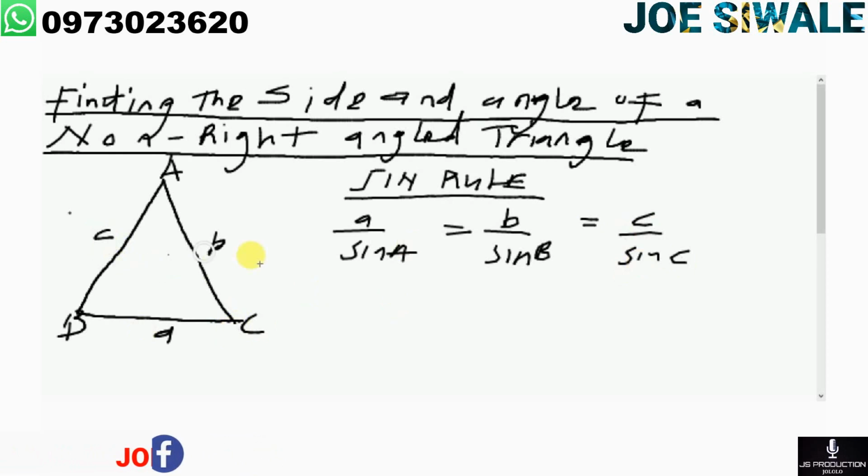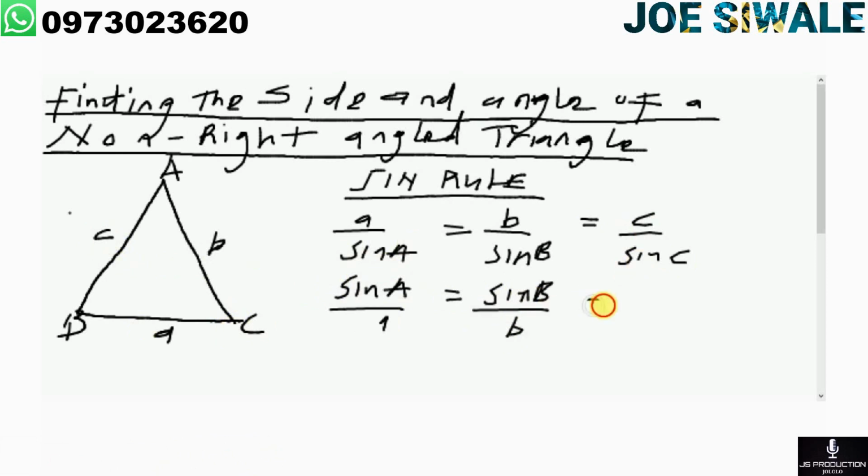This formula can also be written in this form, where you have sine A over small letter a is equal to sine B over small letter b is equal to sine C over small letter c.